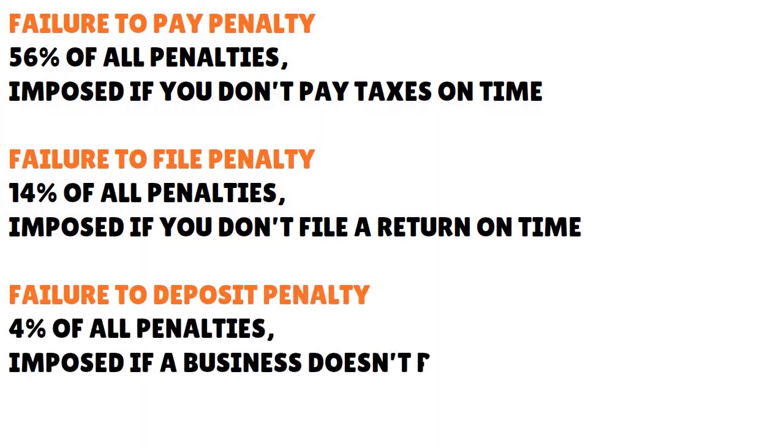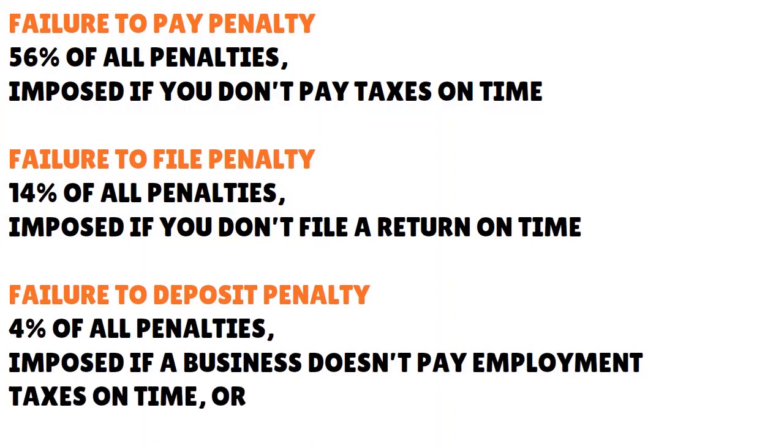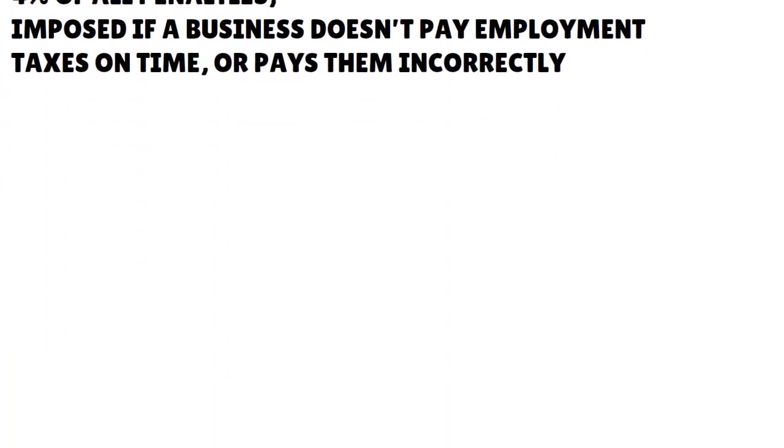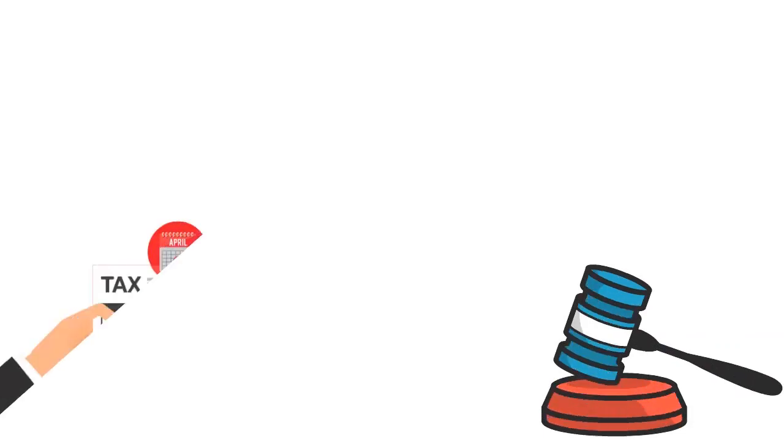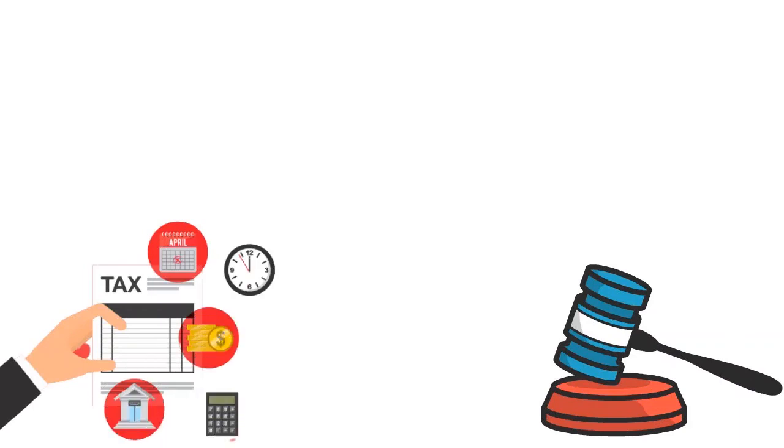And you have a failure to deposit penalty, 4% of all penalties imposed if a business does not pay employment taxes on time or pays them incorrectly. So you have to understand. Now, a frequently encountered nuisance penalty is the late filing penalty for partnerships and S corporations. The estimated tax penalty is another common penalty that taxpayers often dispute by providing an exception when filing their tax returns. Okay, so this is really important.